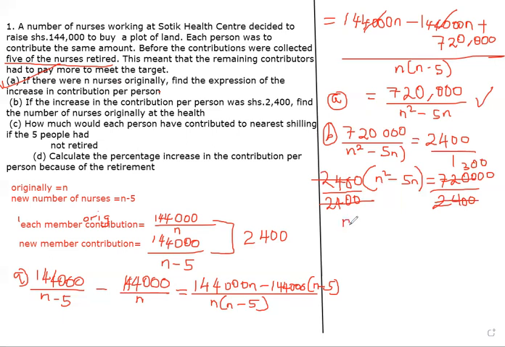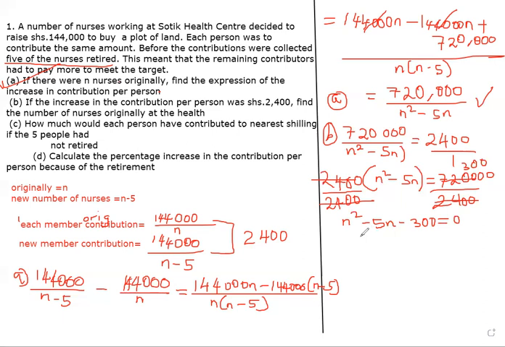So we say n squared minus 5n. Now take 300, the other side will be minus because it was positive here. Minus 300 is equal to 0.